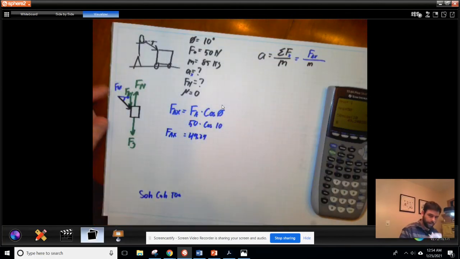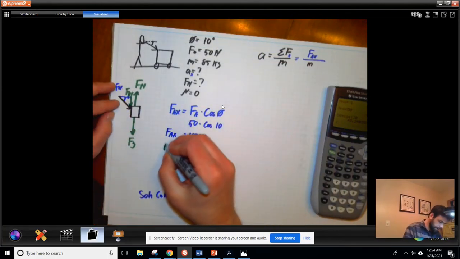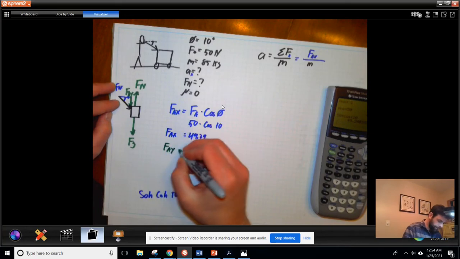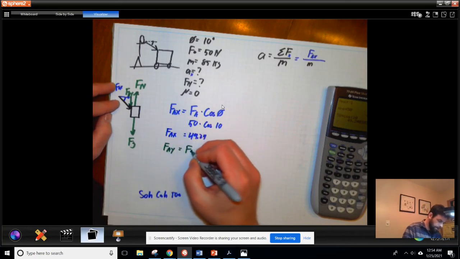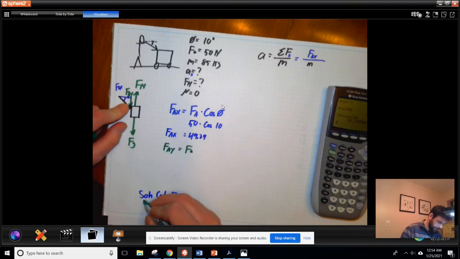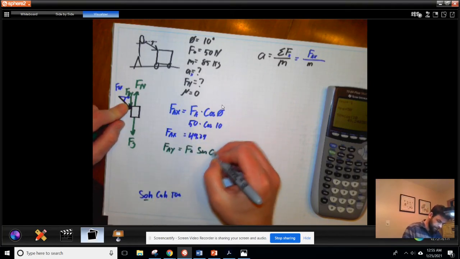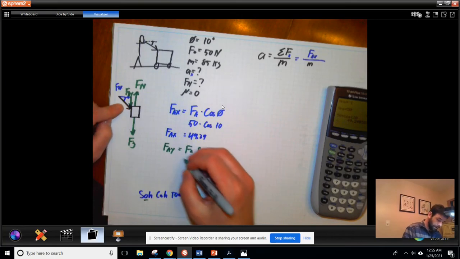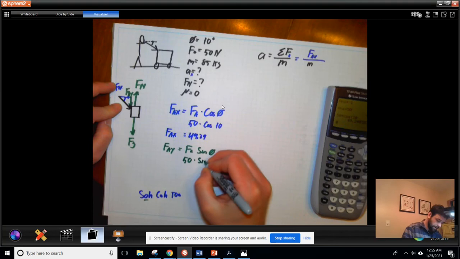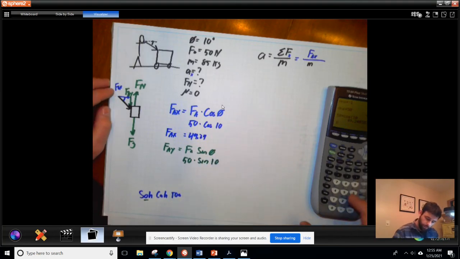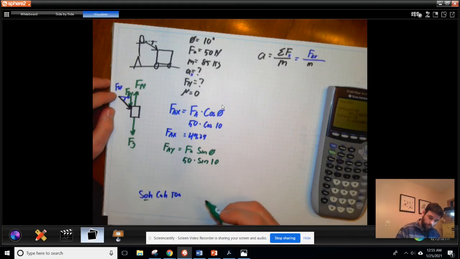I told you to break it into x and y components. Let's go ahead and take care of that. Fay is equal to Fa, and y is the opposite leg, times the sine of theta. So, Fa is 50 times the sine of 10. So, 50 times sine 10 equals 8.68.